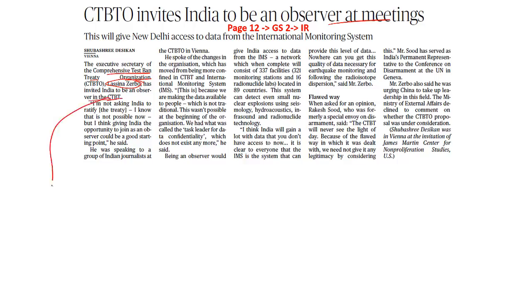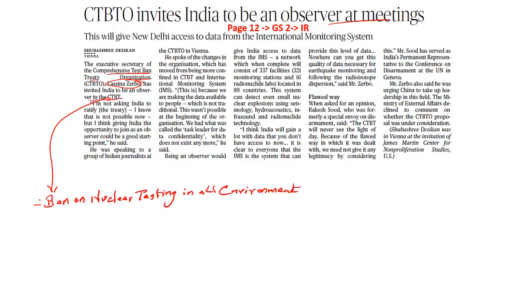So let's understand some of the key important facts with respect to the CTBT. The CTBT, or the Comprehensive Test Ban Treaty, is one of those important treaties which bans all nuclear activity, nuclear testing, as well as explosions, for both civilian as well as military purposes in all environments.